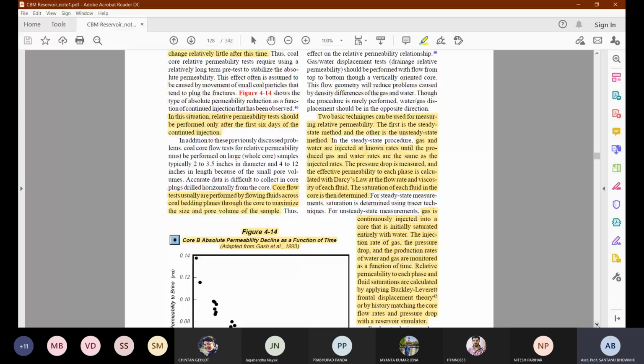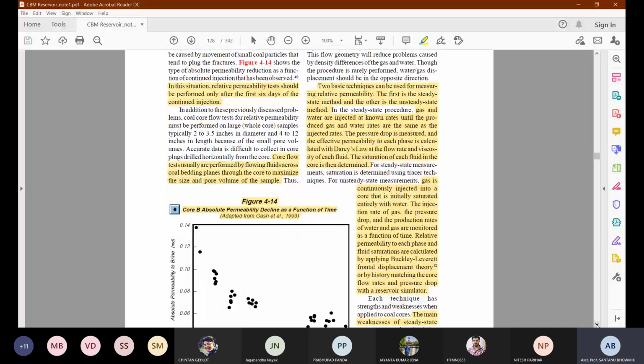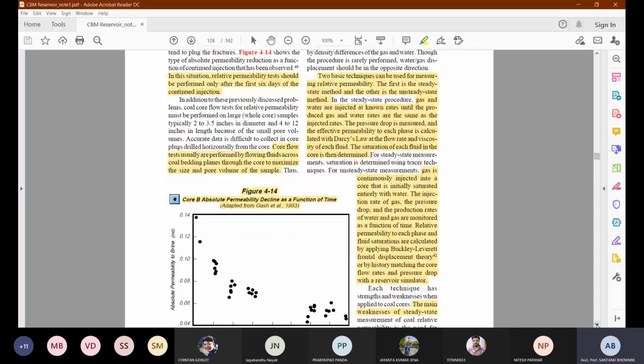Okay, so in this text, they have given you the idea and shown you some of the guidelines or the parameters by which you are going to measure. In brief, I am going to discuss. In the steady state procedure, you can see gas and water are injected at known rates until the produced gas and water rates are the same as the injected rates. So at one end, you are going to inject the gas and water, and you are going to record that.